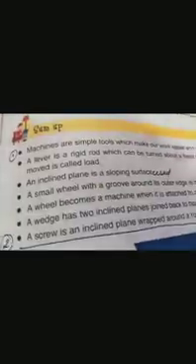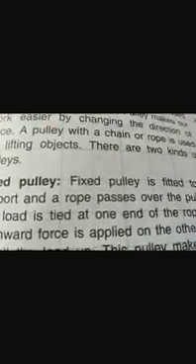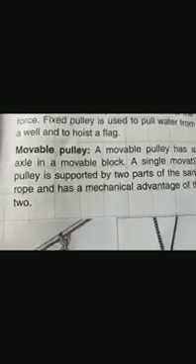Then the next question, what is a pulley? Explain its types. Now, you can write a small wheel with a groove on the outer edge is called pulley. It is of 2 types, fixed pulley and movable pulley. Now, fixed pulley is fitted to a support and a rope passes over the pulley. The load is tied on one end of the rope and downward force is applied on the other end. This much you write. And for movable pulley, you will write it has an axle and a movable block. A single movable pulley is supported by 2 parts of the same rope and has a mechanical advantage of 2. So you will write this.